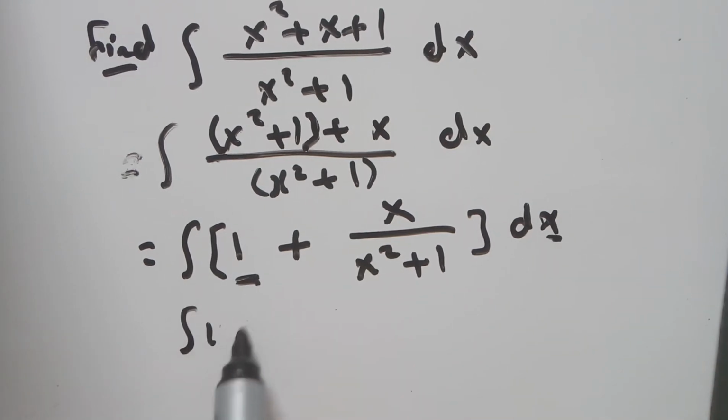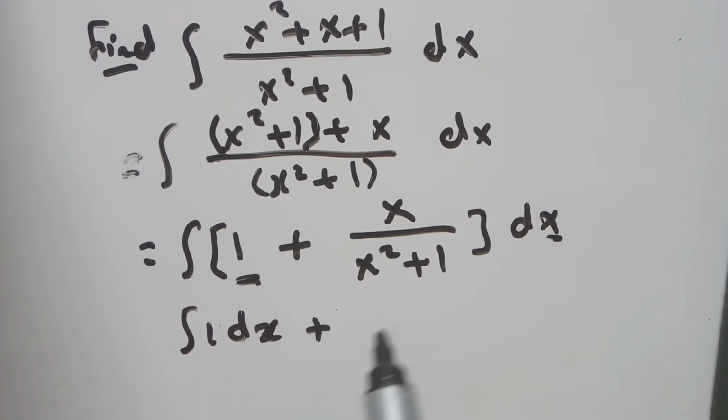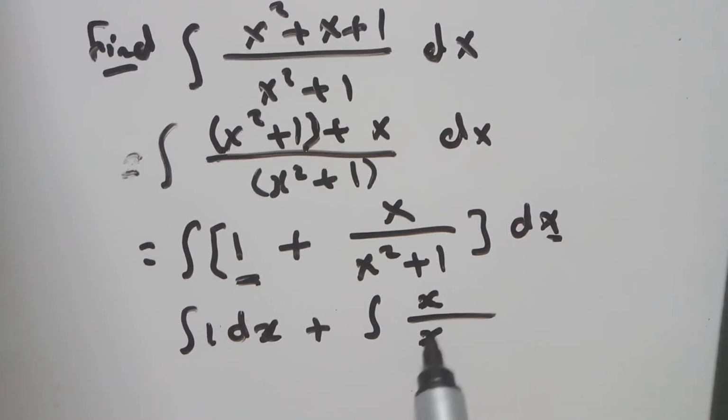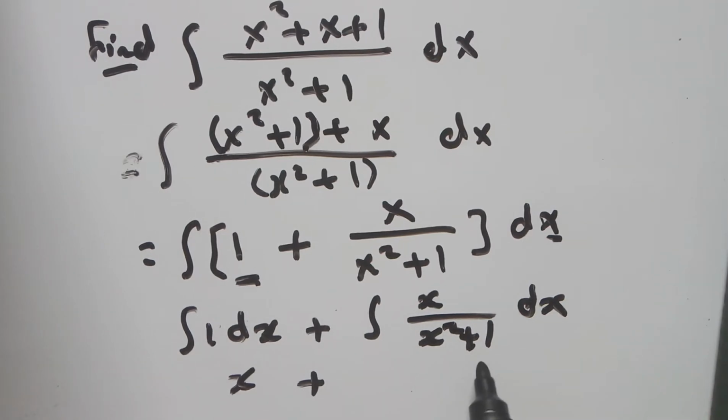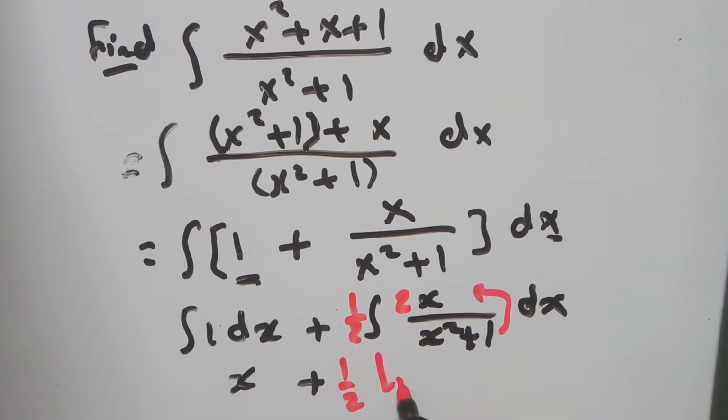The integral of 1 dx plus the integral of x over x squared plus 1 with respect to x. Here the integral of 1 is x. It is easy. But here we have x over x squared plus 1. What's the derivative of x squared? It is 2x. Then you will multiply by 2 and divide by 2. Now the derivative is up and the 2 is down. Now apply the rule. It will be one half times ln absolute value of x squared plus 1 plus c.